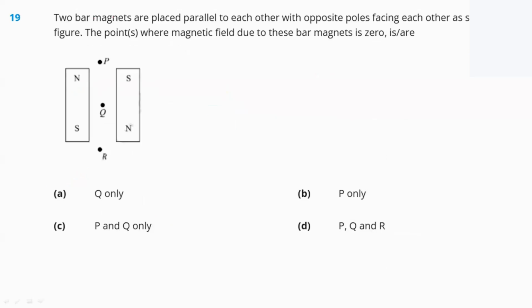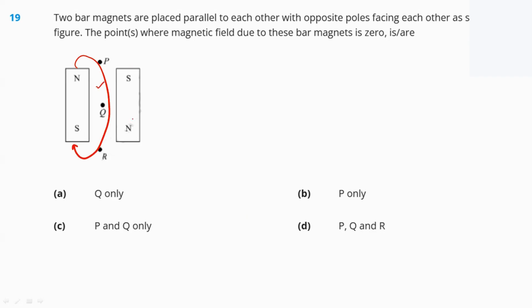Next, two bar magnets are placed parallel to each other with opposite poles facing each other as shown in the figure. Then the points where the magnetic field due to these bar magnets is zero are? If this is the case, we know that in a bar magnet, the flow of magnetic field is from the north pole to the south pole. So in this one, it will be from north pole to south pole over here.